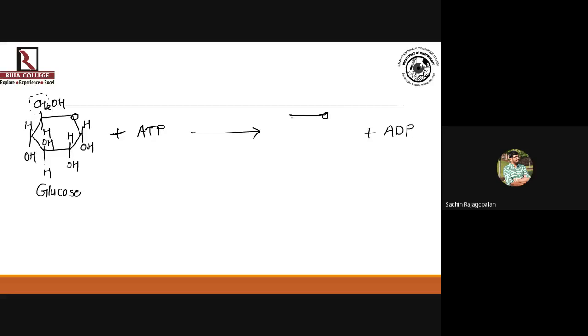And let us see the product. So this is my product, wherein you can see the change now. See what has happened. I've added a phosphate group. This is your phosphate group. So in place of hydrogen, we have added a phosphate group. Okay, and that's how you get the phosphate group attached to the sixth carbon. So this product that I am showing over here is nothing but glucose 6-phosphate.